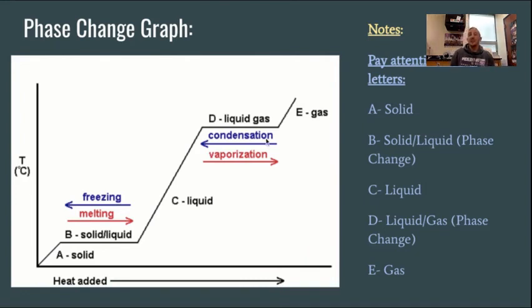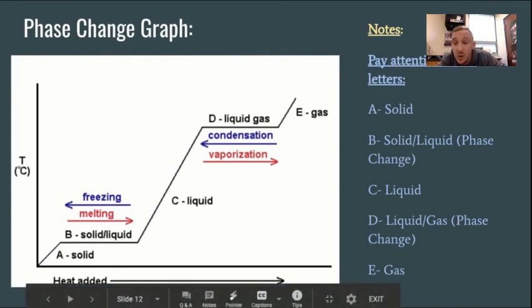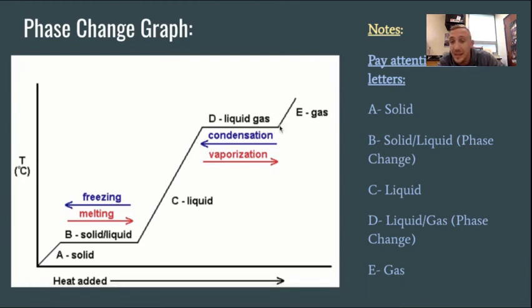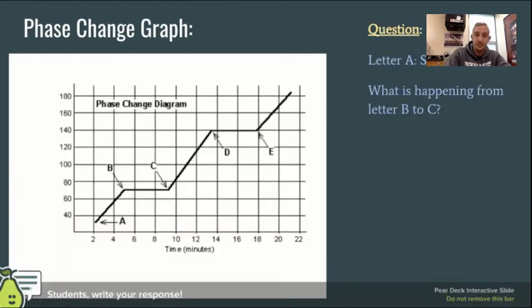So pay attention to the letters. A is a solid, okay, B is a solid to liquid or liquid to solid. So this is your phase change at B. C is when it's purely liquid. D is a phase change between liquid and gas. And E is just purely gas.